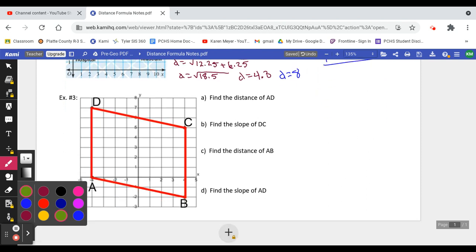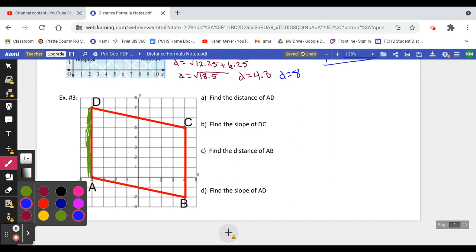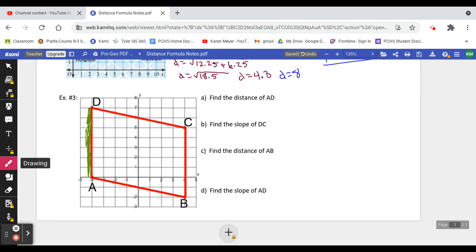Okay, example number 3. We have a picture to look at. And on part A, it says find the distance of AD. So if I look at side AD, I'll outline it here in green. That's a vertical line. If it's a vertical line, then we get to count spaces. We don't have to do the formula. So I'm just going to start at A, count my spaces. 1, 2, 3, 4, 5, 6, 7. So the distance for part A is 7. Done.